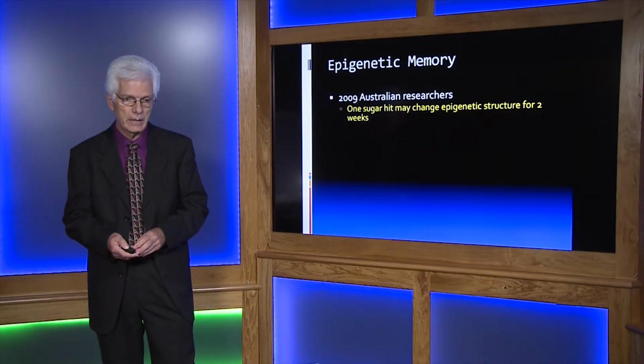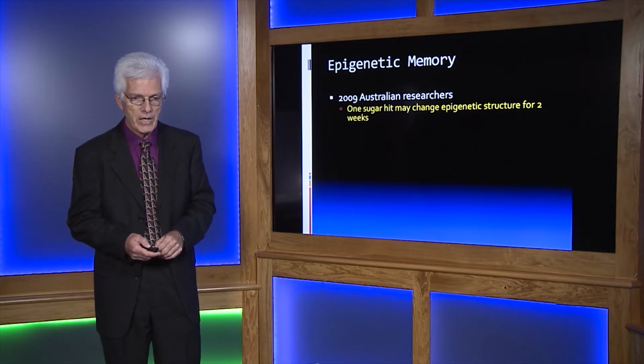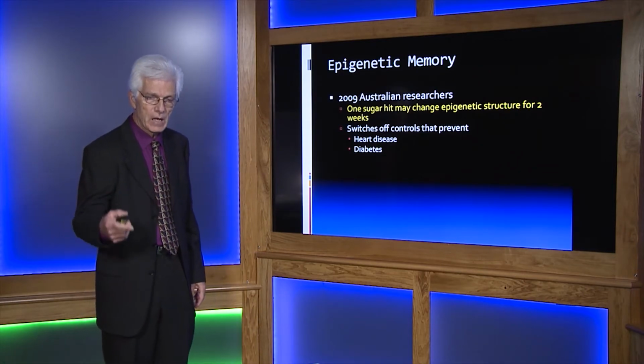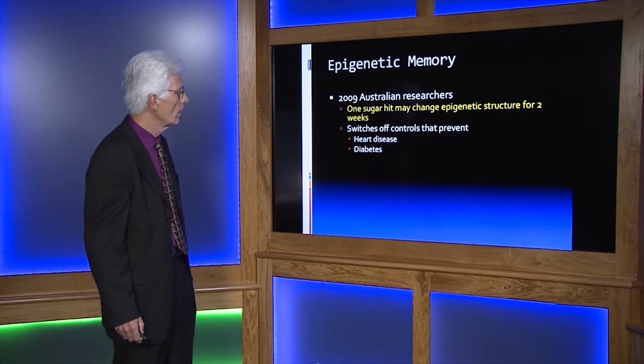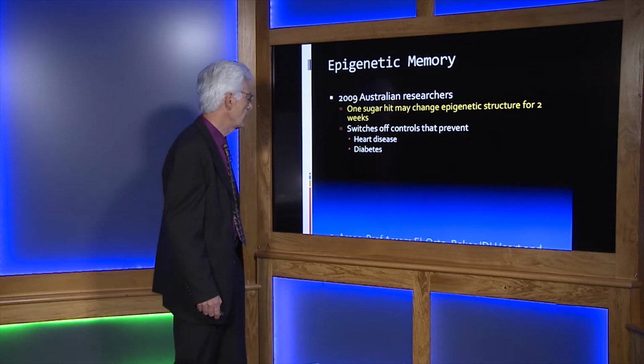In 2009, Australian researchers identified that one sugar hit may change epigenetic structure for 2 weeks. So if you eat that real high sugary diet, if you go out and binge on a banana split, or decide it's your time to eat half of the chocolate cake, or you down a bunch of sugary drinks, one hit can last for 2 weeks. So the changes that you see are not immediately forgotten. The body holds on to them. So it switches off controls that prevent heart disease and diabetes from a sugar hit.